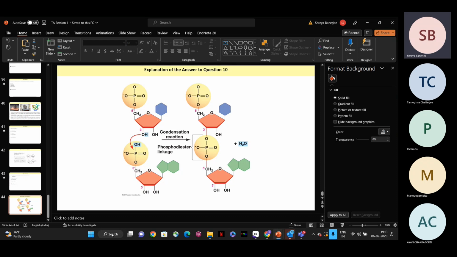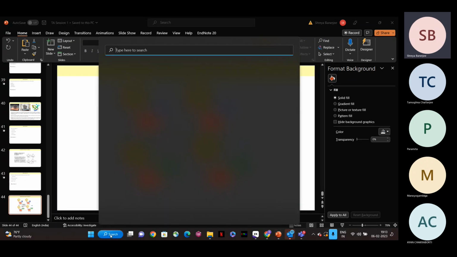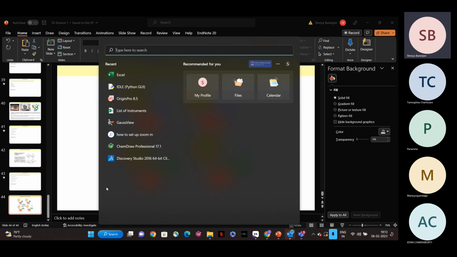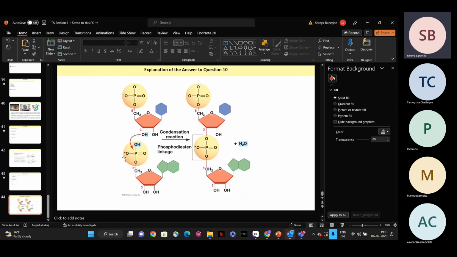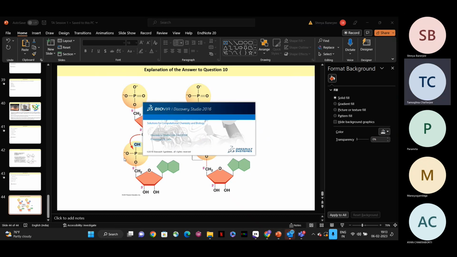I'll show you how to use a software called Discovery Studio. Does anyone have Discovery Studio? No, ma'am, I have only PyMol, ma'am. Okay, anyway, I'll show you. I think Discovery Studio is more user-friendly than PyMol, and it's free software. Because we still have around 45 more minutes, I can show you how to visualize that. Yes, ma'am, please show. Okay.